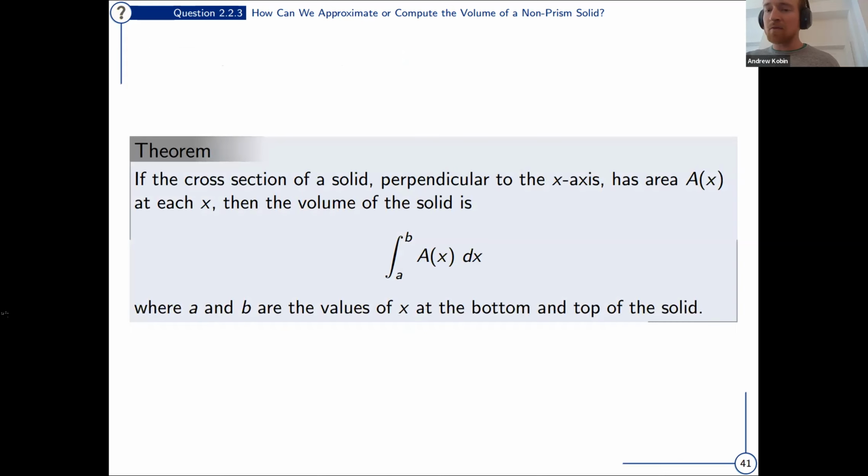I'm going to skip deriving this for you. It's in the textbook and you can read more about it there. You can also look back at lecture 2.1, where we did a similar derivation for the area formula for the area between two curves. But here's the punchline for us.